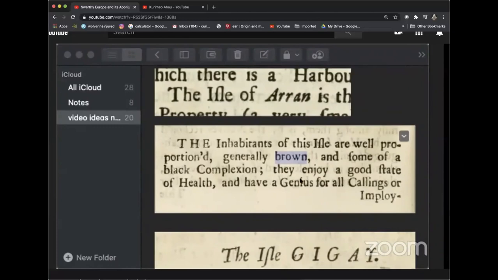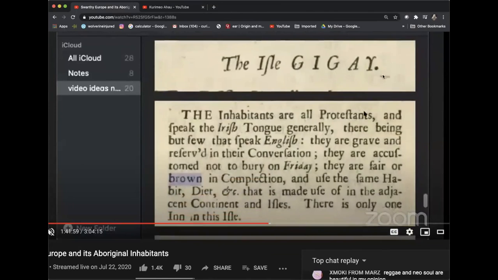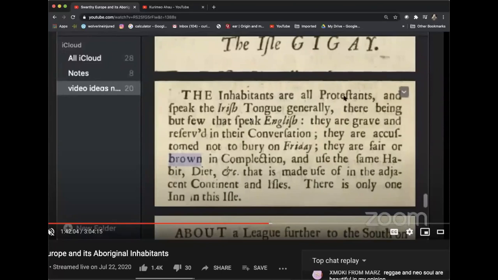Iran or Aran. All right, look at this, the Isle of Gigay: the inhabitants are all Protestants and speak the Irish tongue generally. Look at this, Protestants. Who are the Protestants? Huguenots, right? There being but few that speak English. What does it say about them? They're all fair or brown in complexion. Brown.